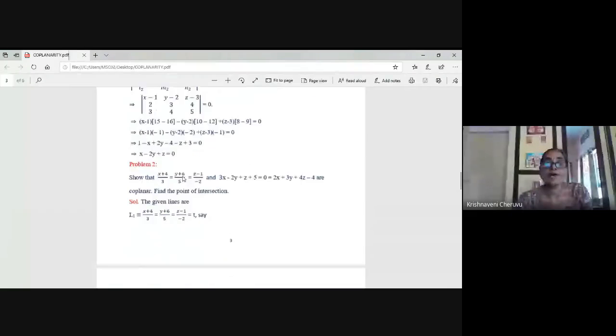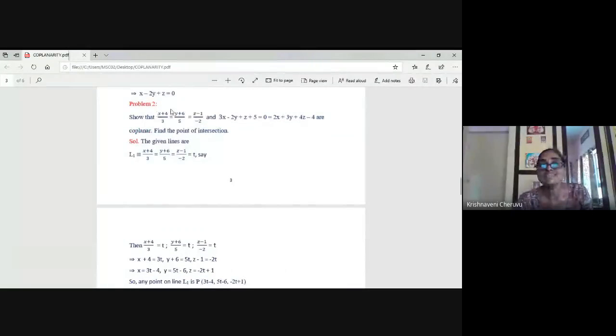Now let us come to a problem where one of the lines is in symmetric form and the other line is in unsymmetric form, girls. The question is, show that this line and this line are coplanar and find the point of intersection. Here you are asked to find out whether the lines are coplanar and then the point of intersection.